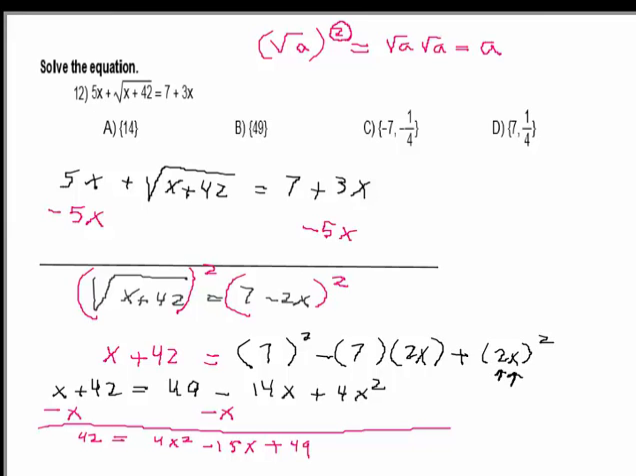Okay, now what I need to do is subtract 42 from both sides of the equation. You want to make it equal to 0 so you can factor this and solve it. So here we get 4x squared minus 15x, plus what? We have 49 minus 42. What do we have? 7, right? Just 7 equals 0. Is this factorable? Is this factorable?